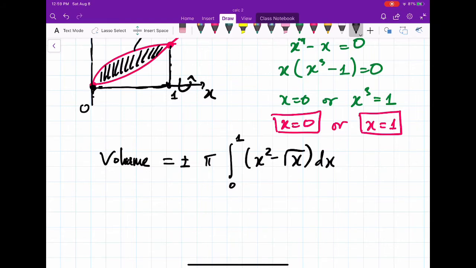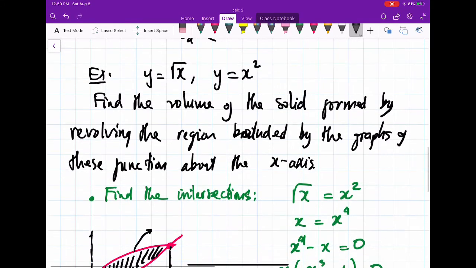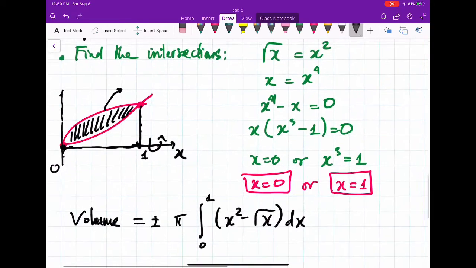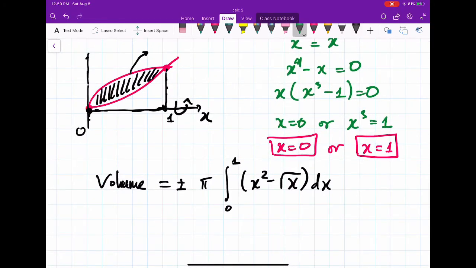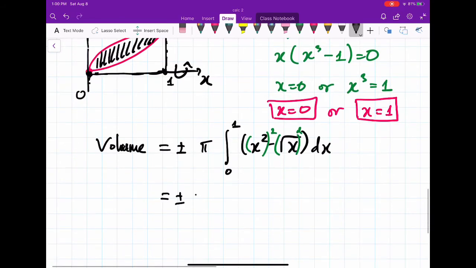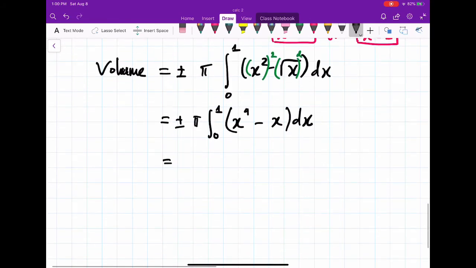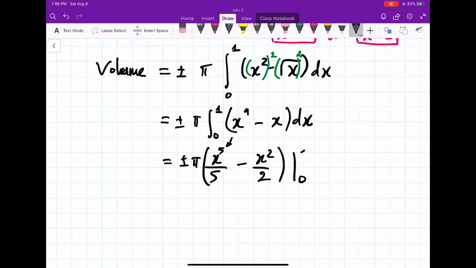Oh no, sorry. We need to apply the square here. So that should be x squared, squared, minus square root of x, squared. Then you have plus minus pi times the integral from 0 to 1 of x to the 4 minus x dx. Then you have plus minus pi, antiderivative of x to the 4 is x to the 5th over 5, and then minus x squared over 2, evaluated from 0 to 1.